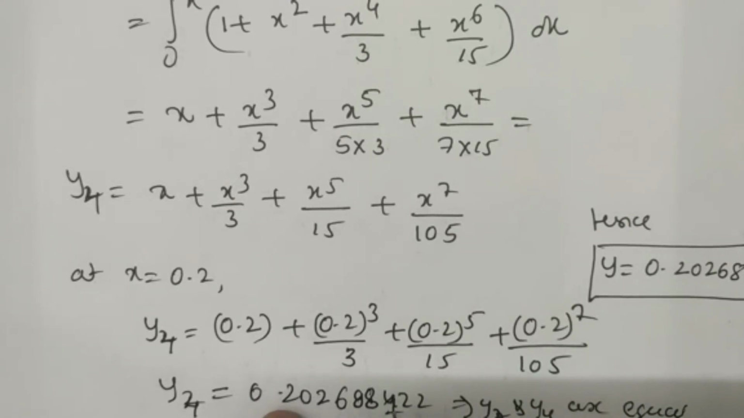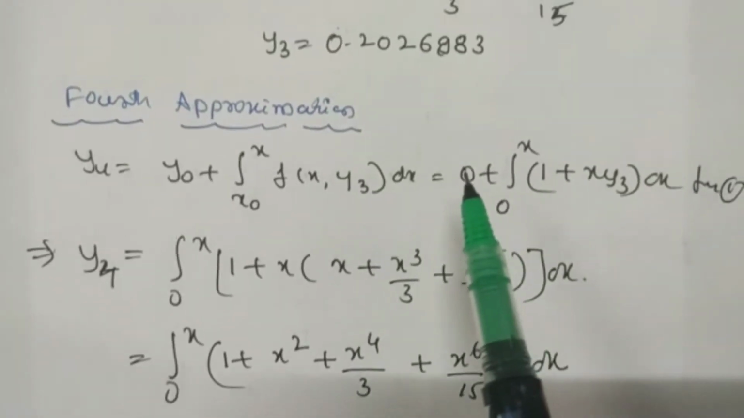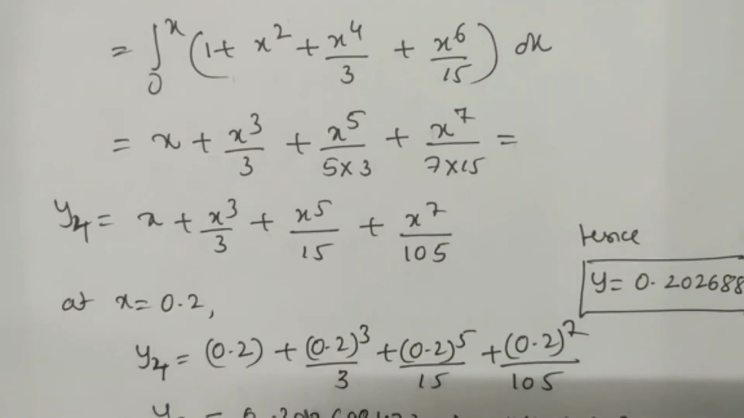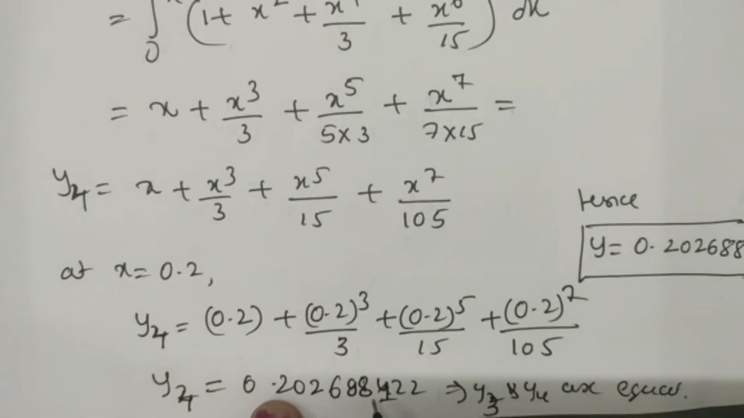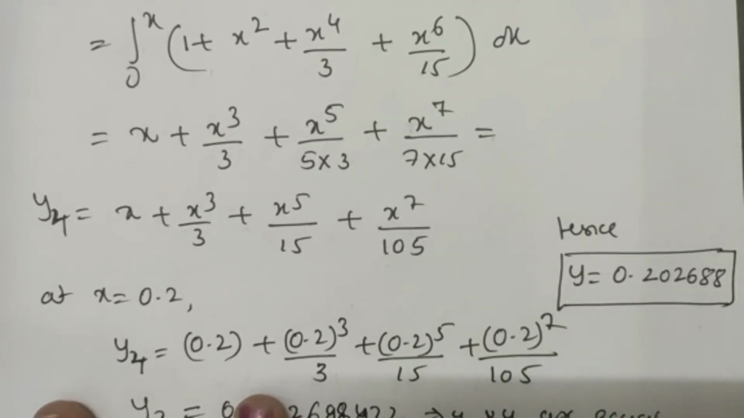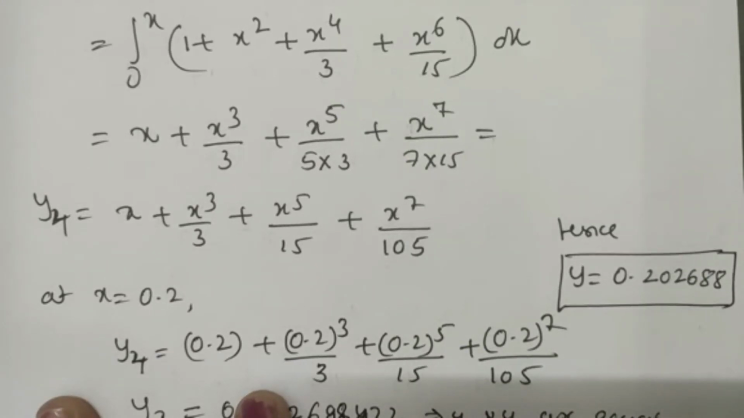0.202688122. See here, y3 and y4 are almost the same. So y3 is 0.2026883, and y4 is also the same, 0.202688122. So y3 and y4 are almost the same. Therefore we can take y equals 0.202688. This is the solution of this problem.